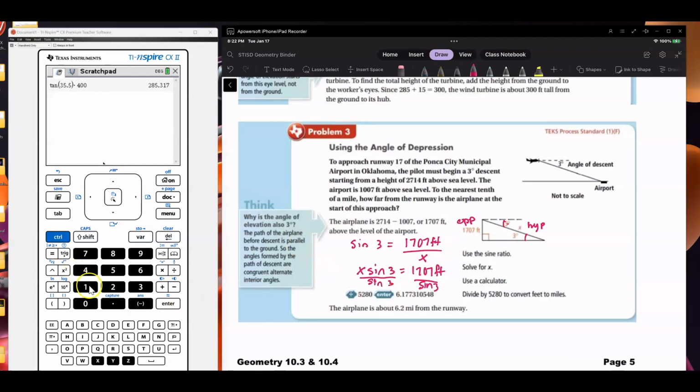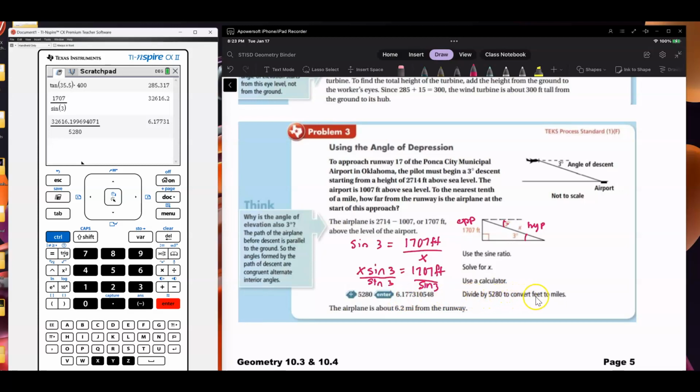Let's go ahead and type this into the calculator: 1,707 feet divided by, trig, sine of 3. What do we get as an answer? We get 32,616. Now remember, there's 5,280 feet in a mile. So we have to divide by 5,280 feet. And that's roughly 6.17 miles.